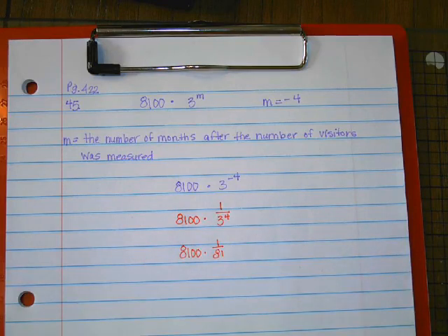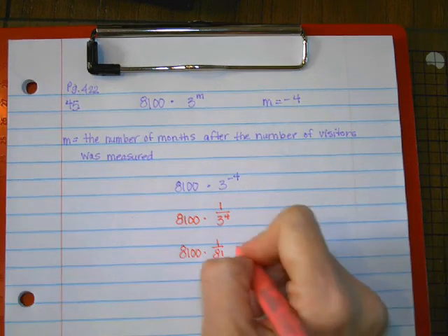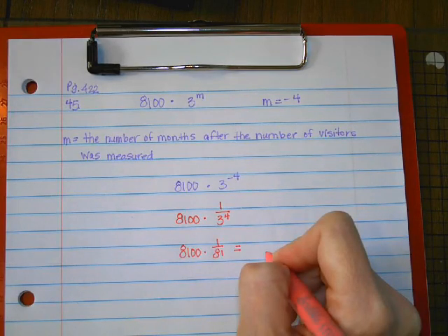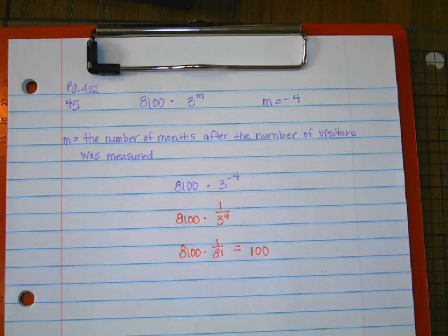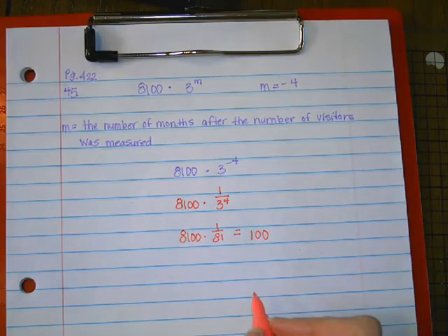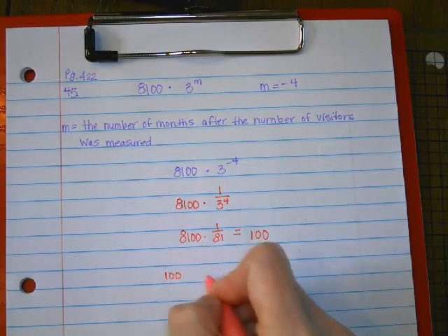So now I'm going to take this 8,100 and multiply it by 1 over 81 so I can find out what value that would be. And what will that equal? Ethan? Fantastic. That will equal 100. That means before this experiment started, 4 months before, there were 100 visitors measured. So they had 100 visitors 4 months before the experiment started. So we're going to write that down. There were 100 visitors.